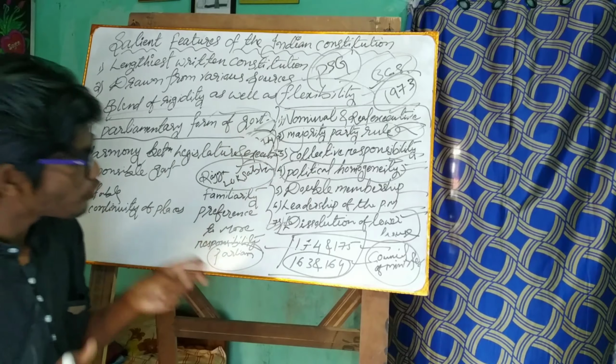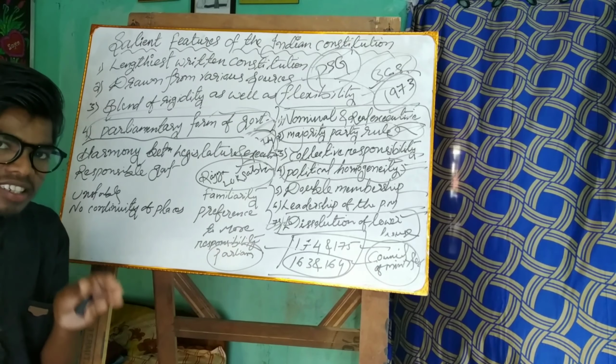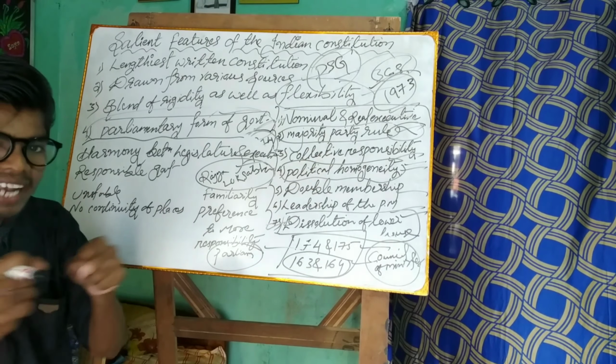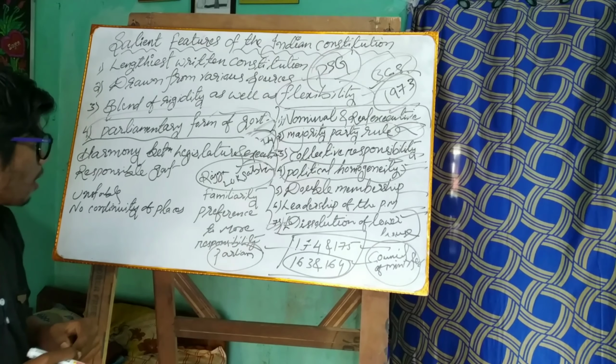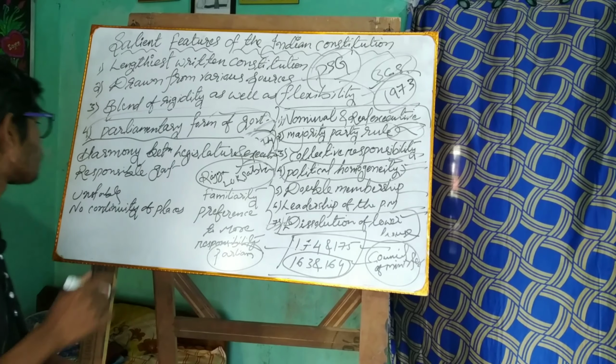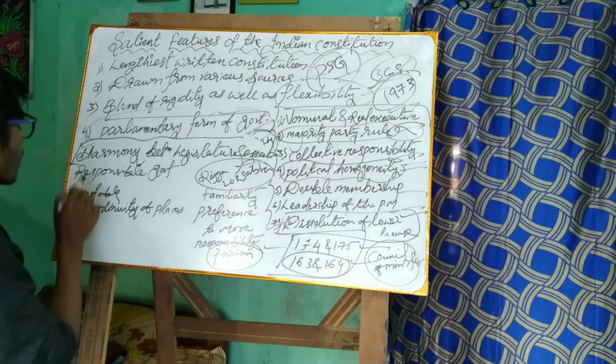So these are the various features of the parliamentary system of government, and in the parliamentary system of government, these features play a key role. But we need to understand why the parliamentary system has been adopted. So what are the merits of the parliamentary system?